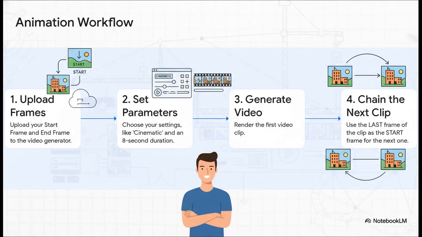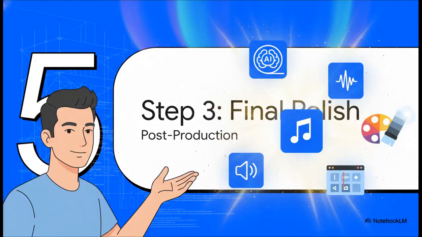So the process is pretty straightforward. You upload your start frame, you upload your end frame, you set a few options like cinematic, and then you hit generate. But listen up, because this next part is the most important tip of the whole video. To make a longer animation, you take the very last frame from the clip you just made and use it as the start frame for the next one. You just chain them together like that, and you can create a seamless animation that's as long as you want.